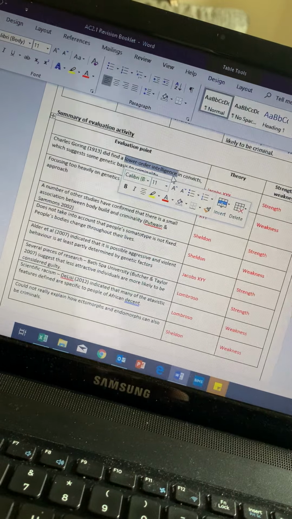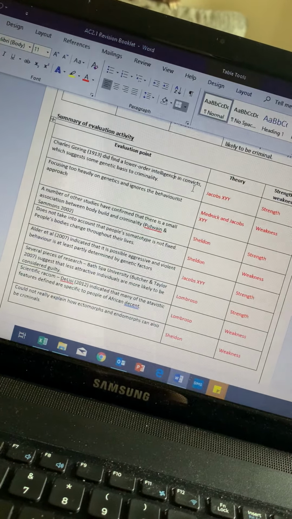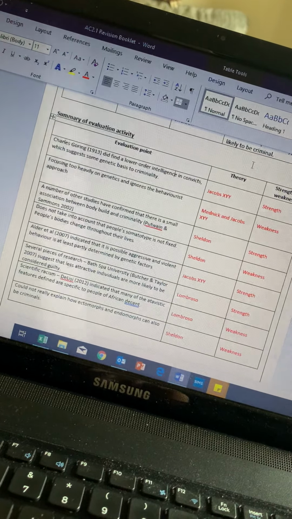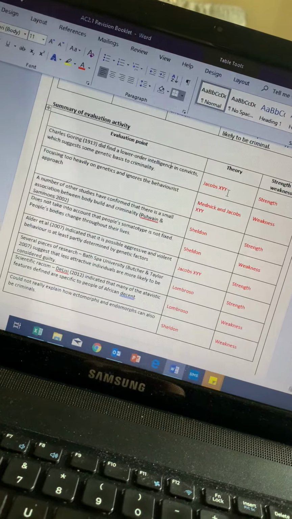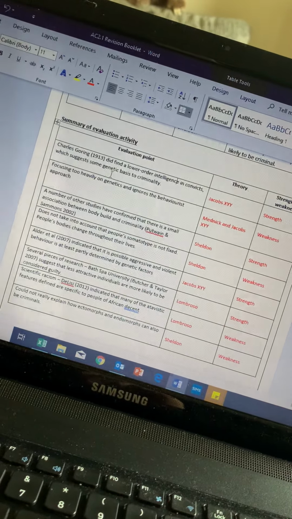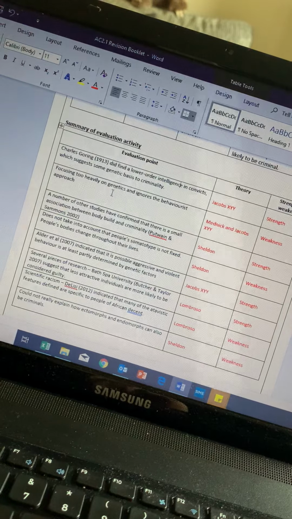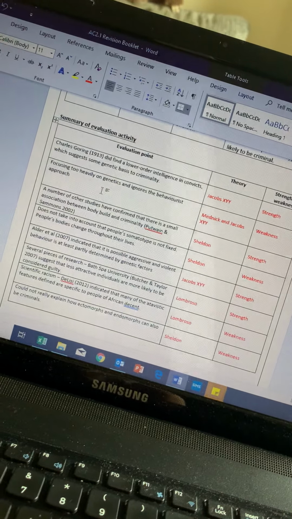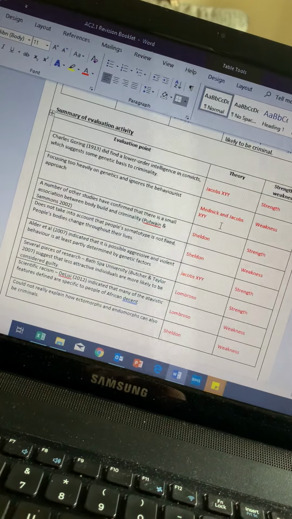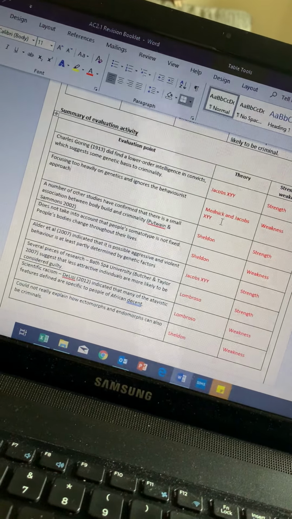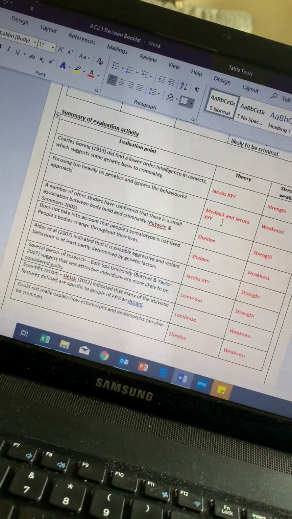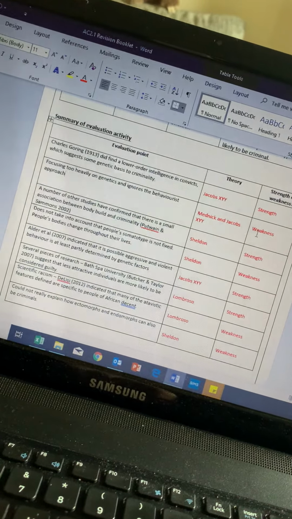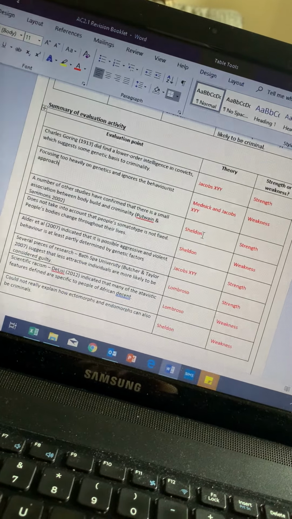And if you remember, from the work we've done in class, lower order intelligence or lower IQ, that would be Jacob's XYY, and that would be a strength. So some genetic basis to criminality. Next one, focuses too heavily on genetics and ignores the behaviourist approach. To be honest, it could be either of those two. It is in the Jacob section, however, you can use it for Mednick as well. So that's a key weakness you can use for both.